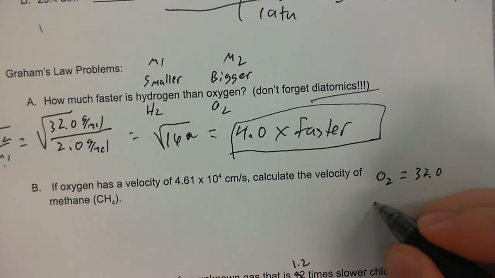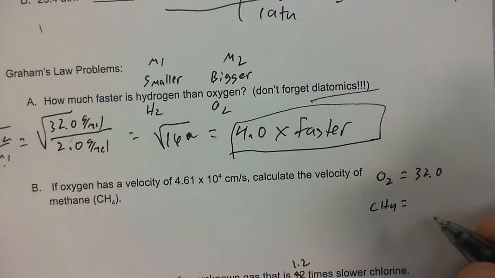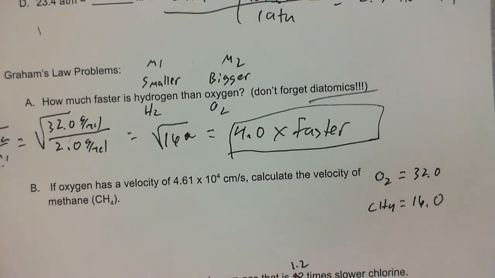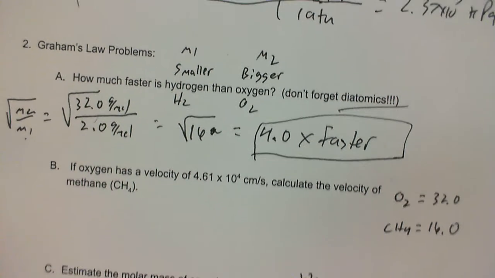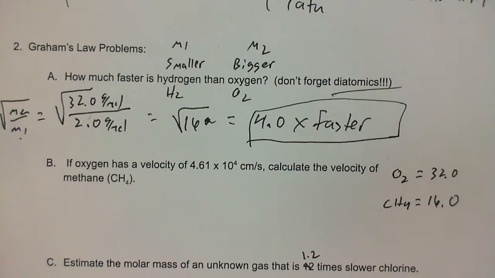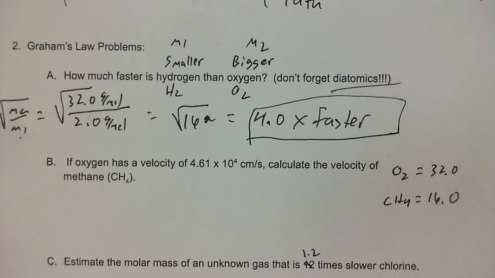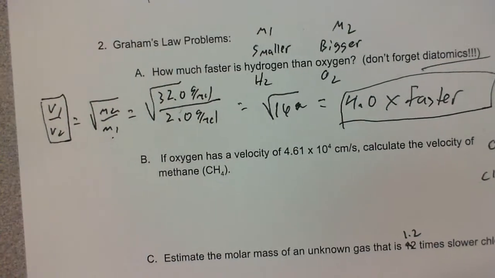And methane is CH4, and the mass is 16.0. So it's exactly half the size, but not going to be half the velocity because of that pesky square root we have there. But that's okay, we can still handle it. So let's put in our equation.